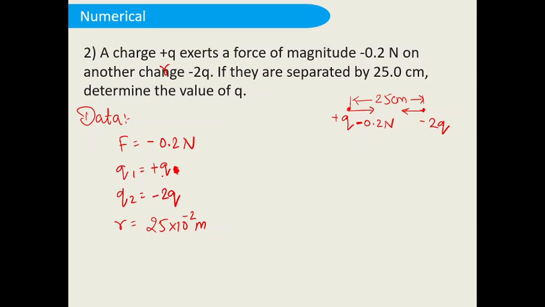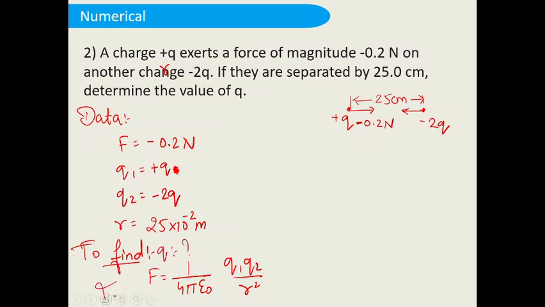We are interested in getting the value of Q. To find Q, F is equal to 1 upon 4 pi epsilon 0, again K is not there so we will not write K, Q1 Q2 divided by R square. This is the formula we are going to use. Let us move to the solution part.